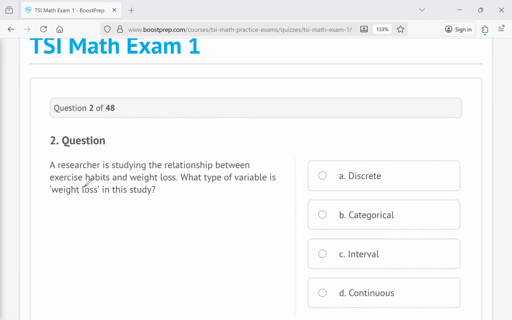Question two. A researcher is studying the relationship between exercise habits and weight loss. What type of variable is weight loss in this study? Is it A, discrete, B, categorical, C, interval, or D, continuous? So this is statistics.